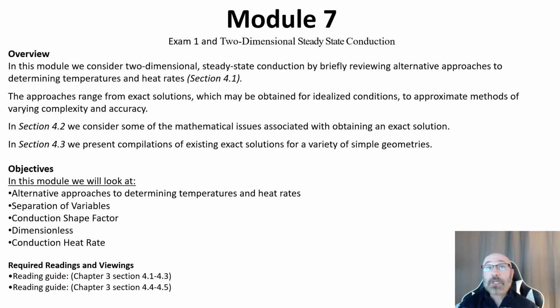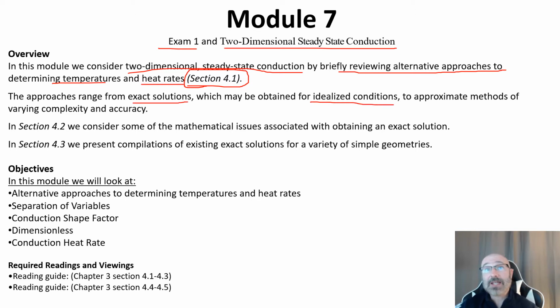So now as we jump into Module 7, again, Exam 1, which we'll talk about in a minute, and then we're going to get into this two-dimensional steady-state conduction. So within this module, what we're going to do is we're going to consider two-dimensional steady-state conduction by briefly reviewing alternative approaches to determining temperatures and your heat rate. So this relates back to section 4.1 in your textbook there. So the approaches range from exact solutions, which we then can obtain from idealized conditions, to approximate methods of varying complexity and accuracy right there. So that's something we always got to think about as we're doing out these problems and picking out which methods we want to go through.